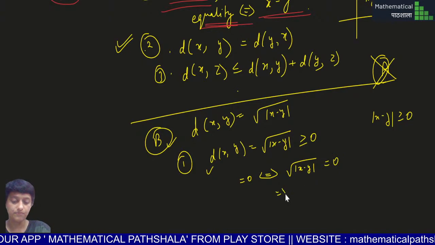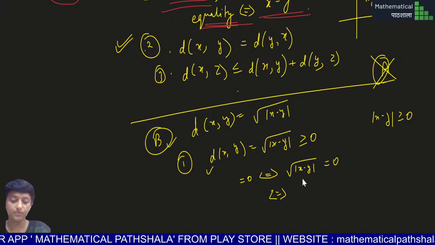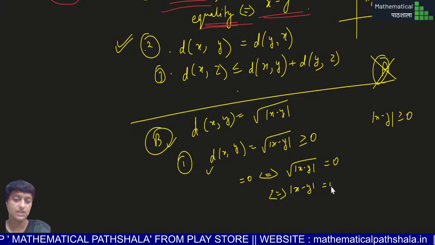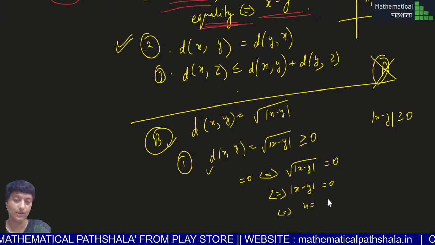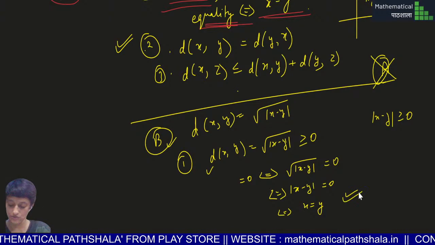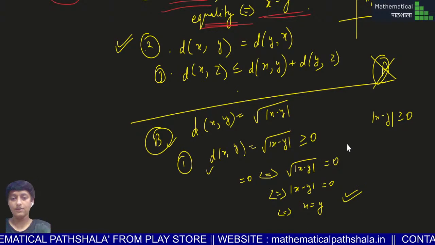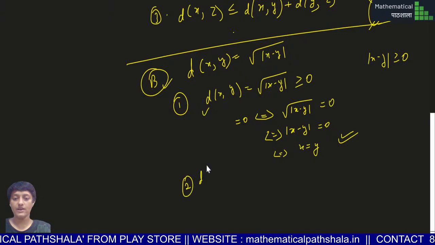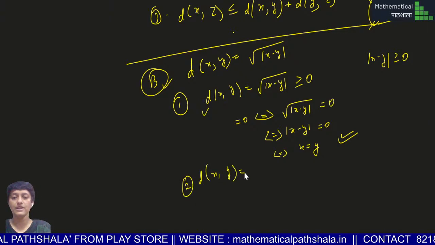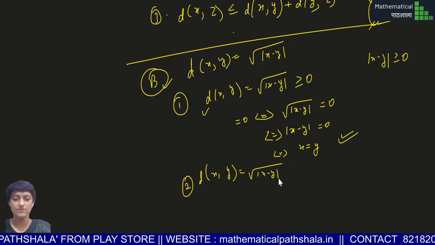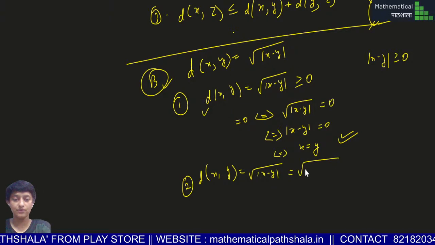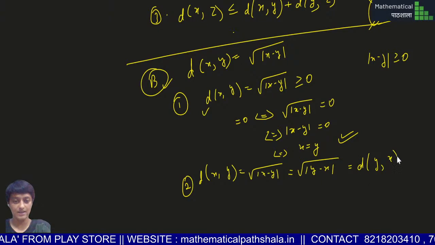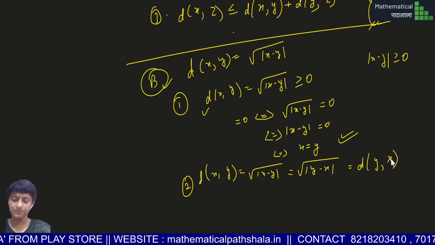Karan is only with B. Okay. Which holds if and only if mod of x minus y is equal to 0, if and only if x is equal to y. Alright. So this property is also satisfied. Good. It means the first property is satisfied. Next we will go to the symmetricity. It is simple. d of x comma y will be equal to root of mod of x minus y, which will be equal to root of mod of y minus x, which is equal to d of y comma x. This is pretty simple, right?